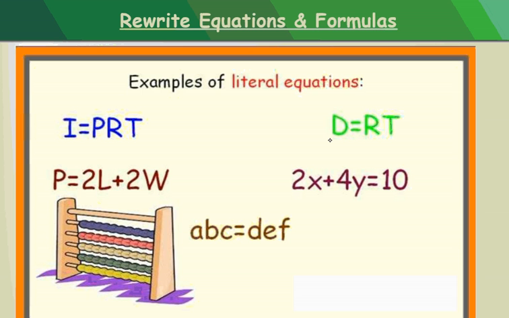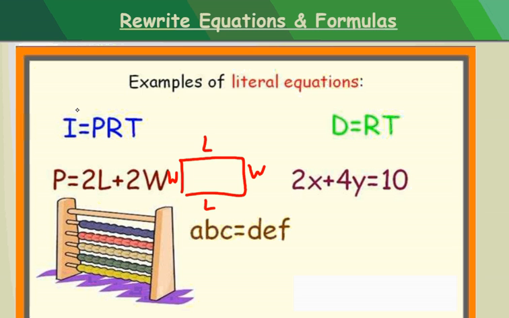Examples of other literal equations, most of the time they're formulas. So this is the formula for perimeter. Perimeter is equal to 2 lengths plus 2 widths, because if you imagine a rectangle, it has a length, and a width, and a width, and the distance around the whole outside is 2 widths and 2 lengths.